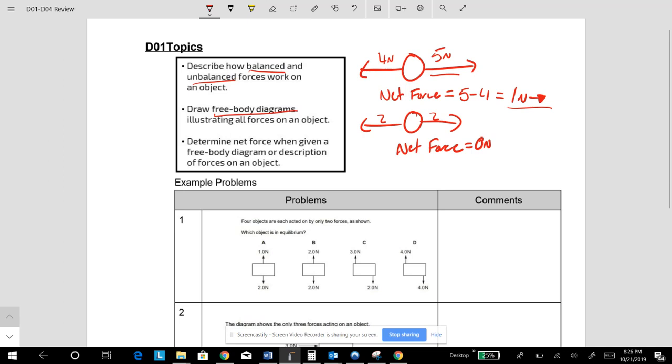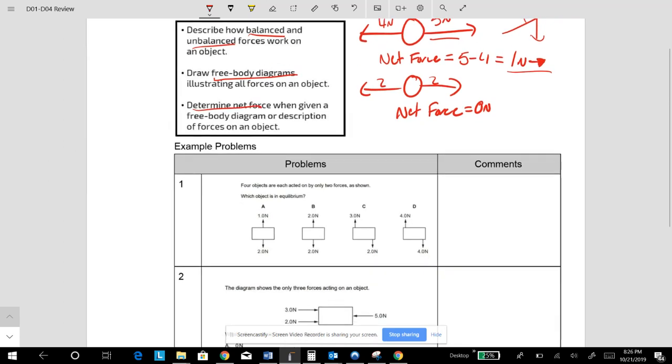This also encompasses forces on sliding blocks. So if I have a block like this, you should be able to draw the force of gravity, the normal force, and then the force of friction acting on the object. We've been over this in class as well, and again, I will make another video going over this. You should be able to determine the net force on a free body diagram and give the description of each one. So let's take a look at some of our practice problems.